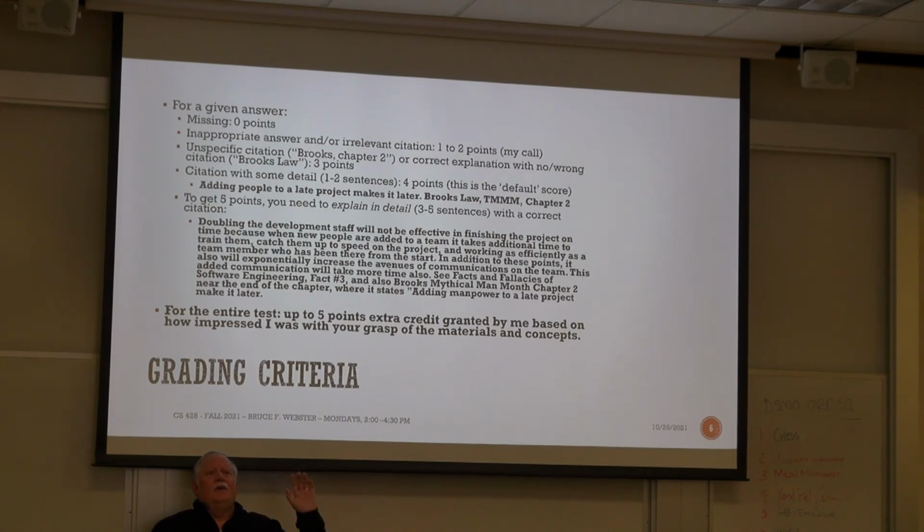If you have an unspecific citation, if you simply say Brooks chapter 2, it's like, okay, I know what you're pointing at. You're pointing at Brooks Law, but you didn't get there. Or if you say Brooks Law, but you don't say Brooks chapter 2, you can get up to 3 points there. That's a C. 4 points: adding people to a late project makes it later. Brooks Law, Mythical Man Month, chapter 2. That's your B-level answer. And then your A-level answer actually shows that you understand this, maybe in 3 sentences.